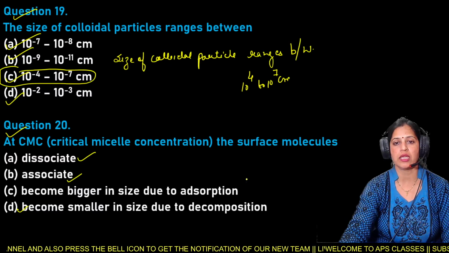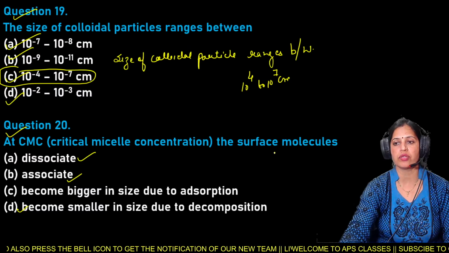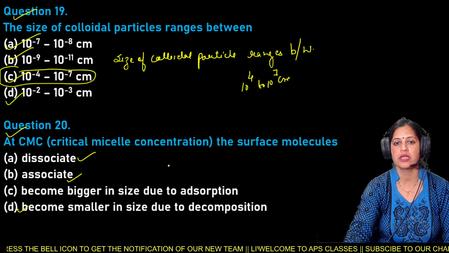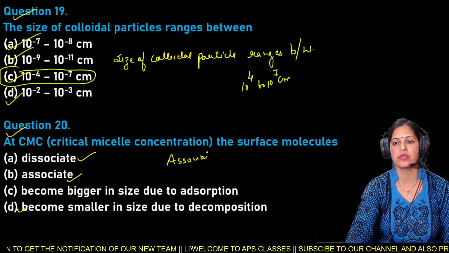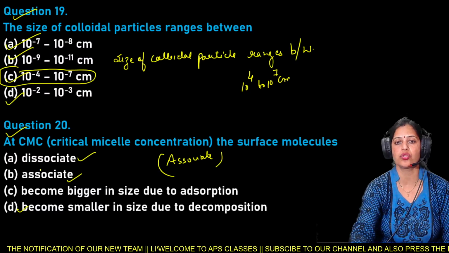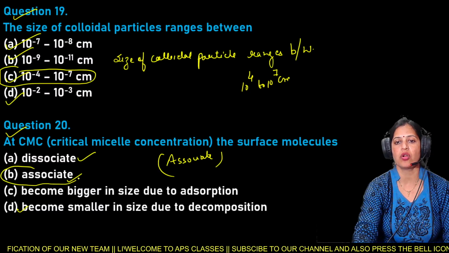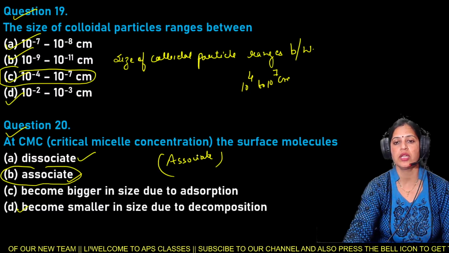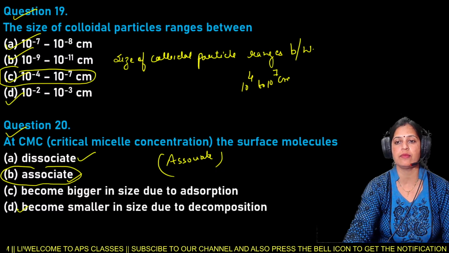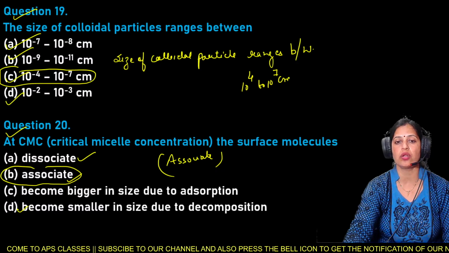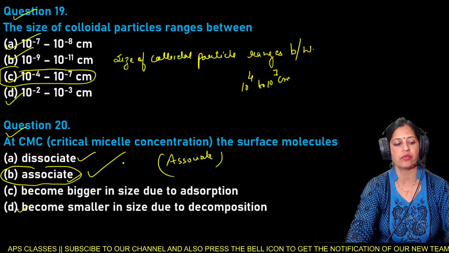At CMC, that is the critical micelle concentration, the surface molecules always associate. They do not dissociate, do not become bigger in size due to adsorption, and do not become smaller in size due to decomposition. At CMC, the surface molecules always associate. So this is the right answer.